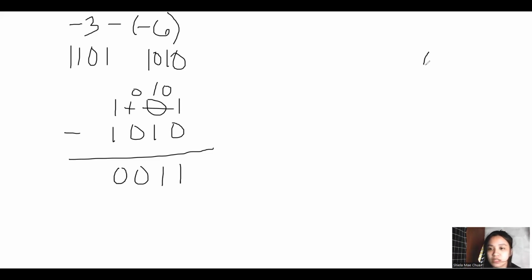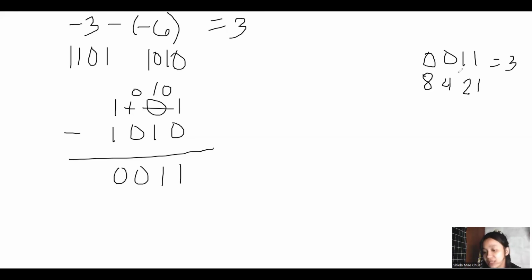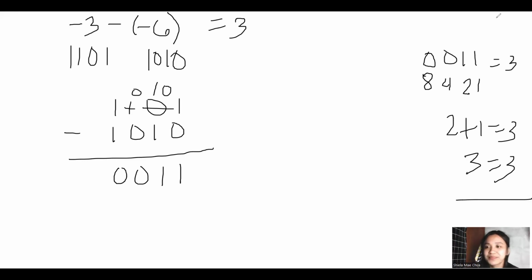So let's check if 0, 0, 1, 1 is equal to positive 3 because negative 3 minus negative 6 is equal to positive 3. So if this is 0, 0, 1, 1, it will become 1, 2, 4, and 8. Basically, if you add 2 plus 1, you get 3. So we have the correct answer.